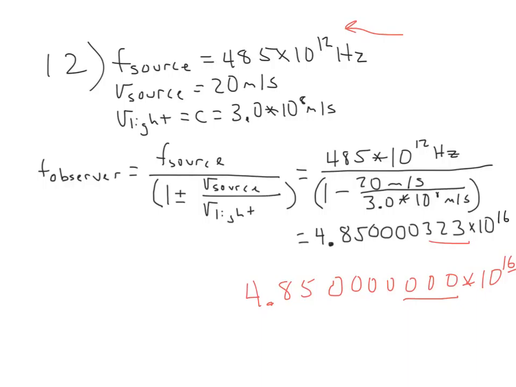Our eyes will see orange at 485, and it's still 485.323. It's like saying I've got $4.85, and this is a small fraction of the entire number, so it really doesn't make any difference.